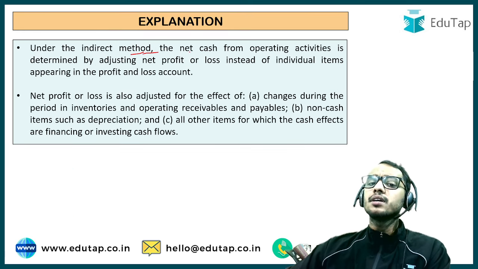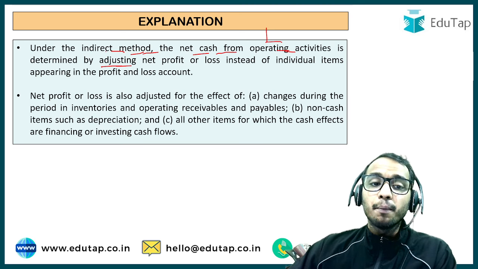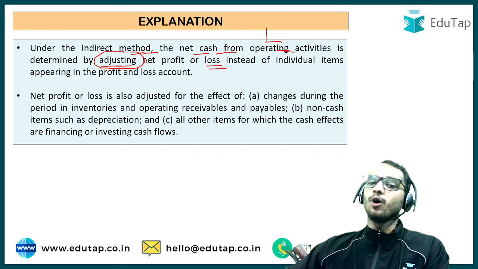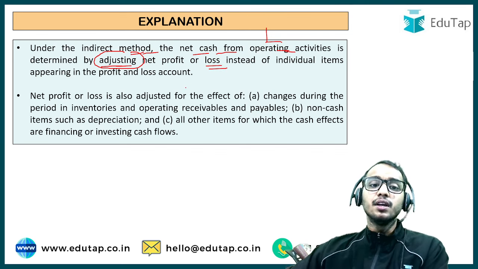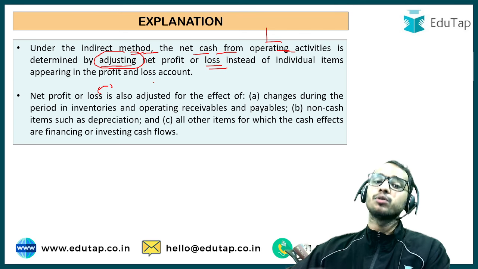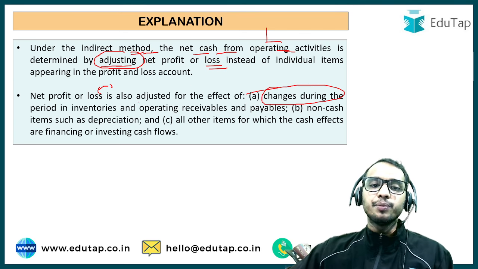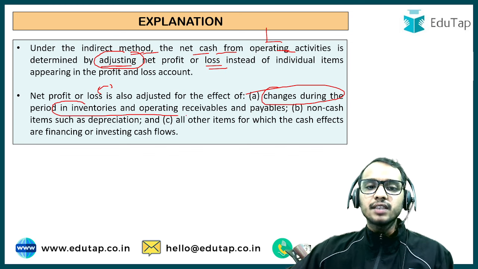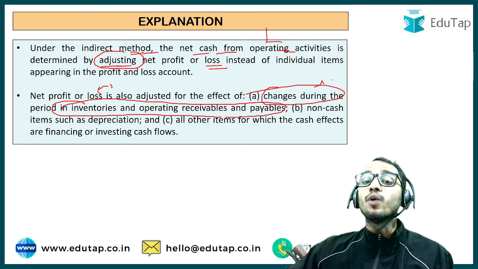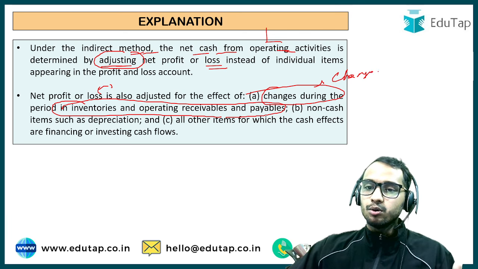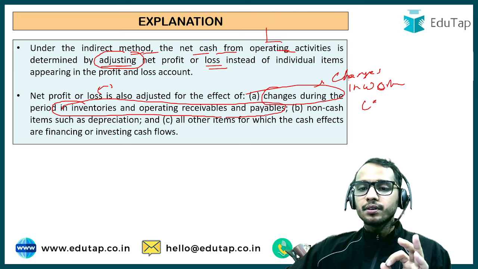Under the indirect method, net cash flow from operating activities is determined by adjusting the net profit or loss. So the first item you are going to take is your net profit or loss. Now after this, you are going to adjust all the effect of changes during the period in inventories and operating receivables and payables. Basically, it is talking about changes in working capital. You are going to adjust for the changes in working capital as well, right?